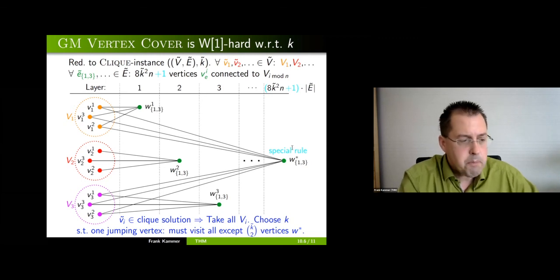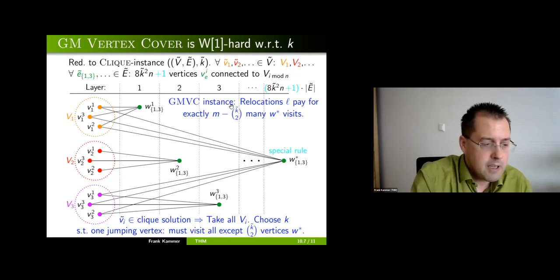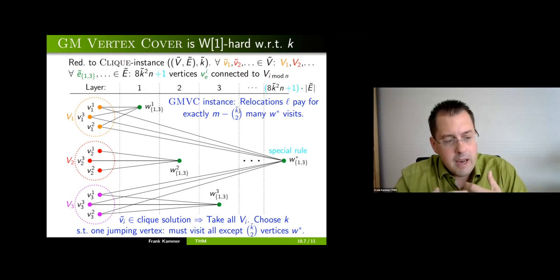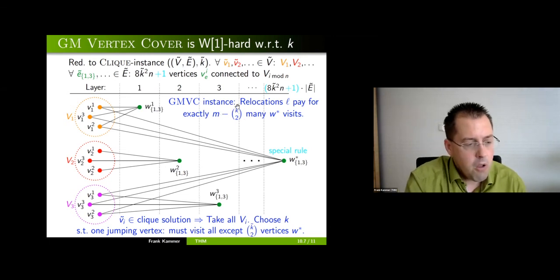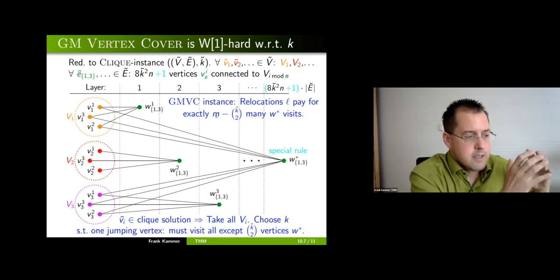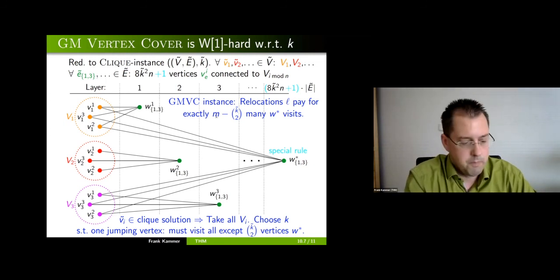And how many jumpings can we save? If we have a clique, then we can save exactly k tilde over 2 edges. This is exactly the number a clique has. So if we allow relocations for this one jumping vertex exactly in such a way that we must save all the edges in the clique, and all others are okay, then we get the correspondence: the clique instance is solvable exactly if the temporal graph is solvable.